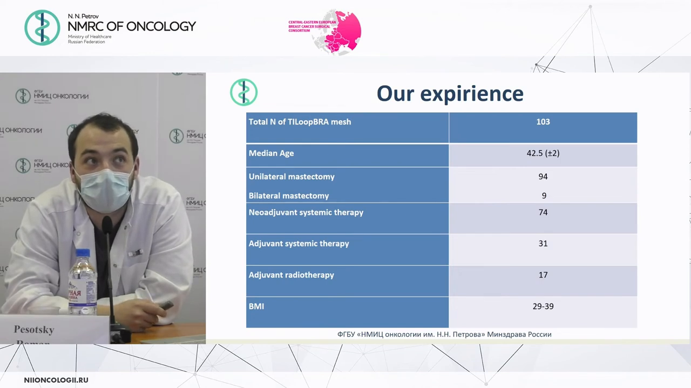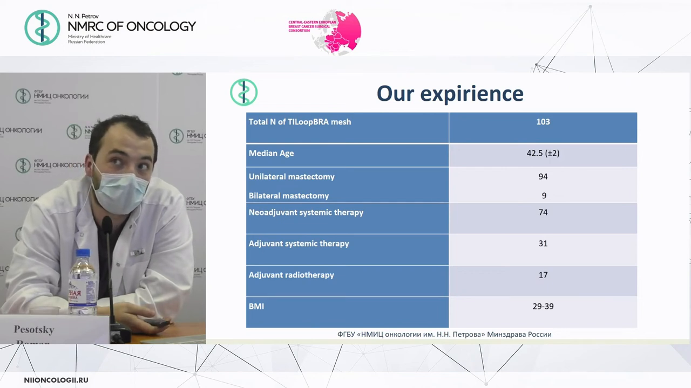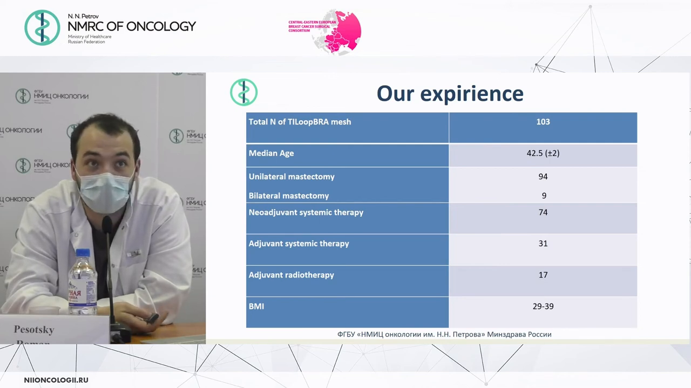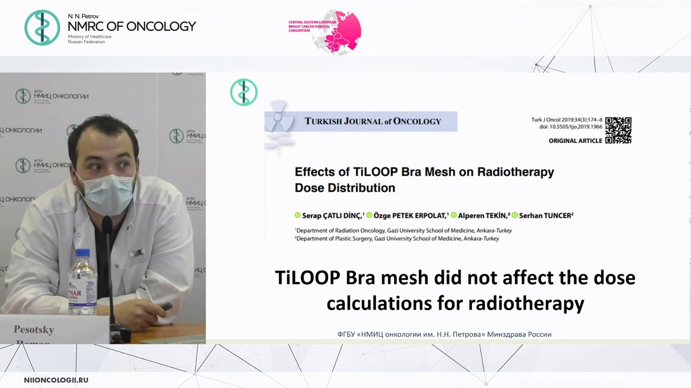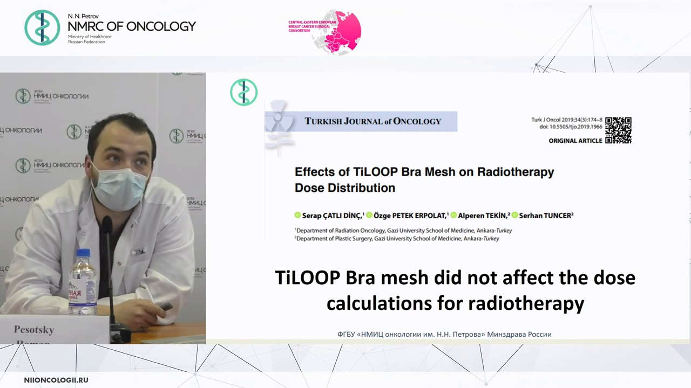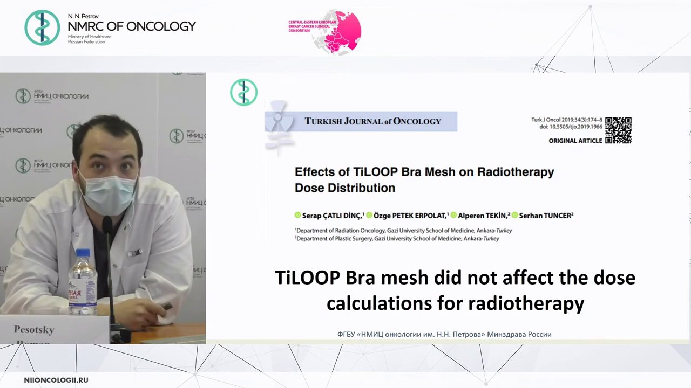The total number of TiLoop RAB meshes we used is 103. You can see the BMI and the parameters, I mean the neoadjuvant and adjuvant chemotherapy and radiotherapy statistics. We all know that radiotherapy affects the final aesthetic results. And if we speak about what kind of radiation and dose distribution we use for our patients with TiLoop reconstruction, the TiLoop did not affect the dose calculation for radiotherapy.